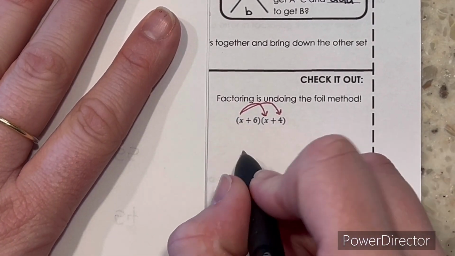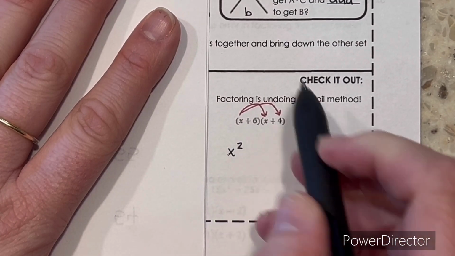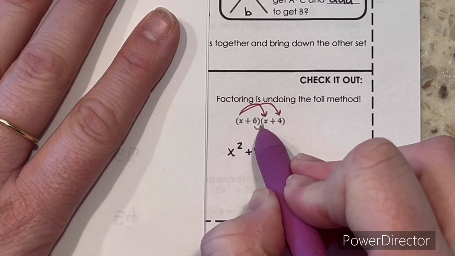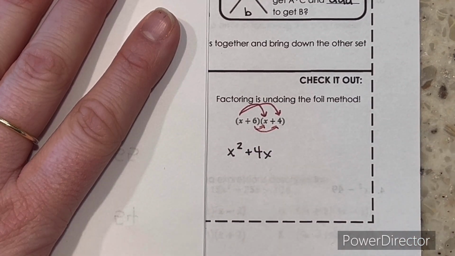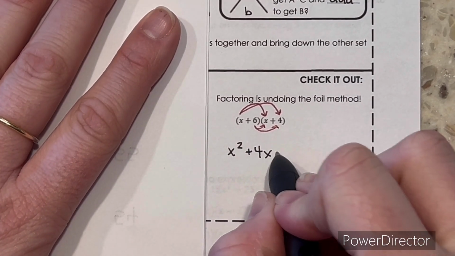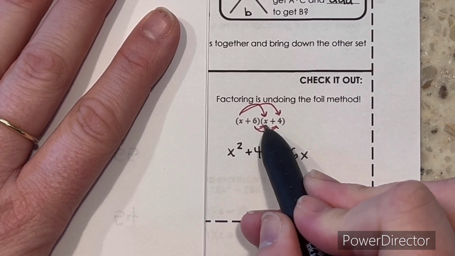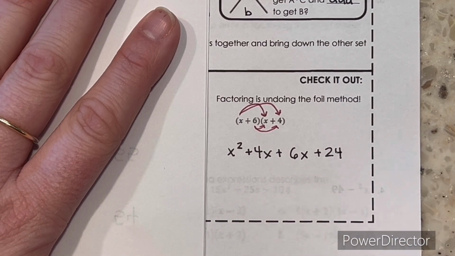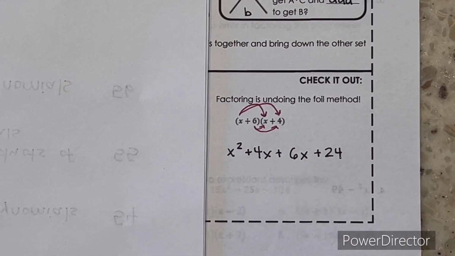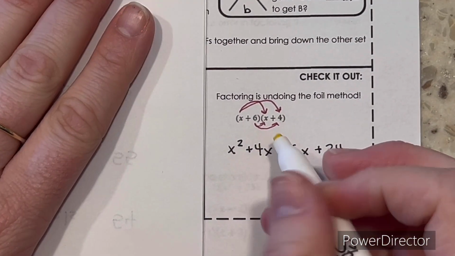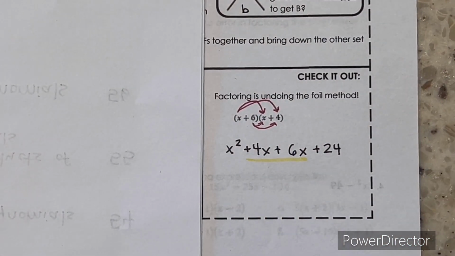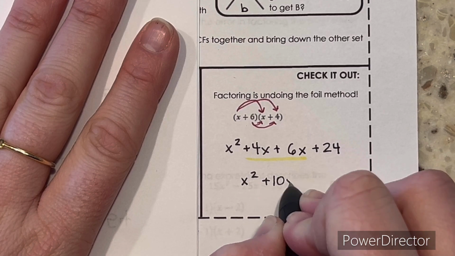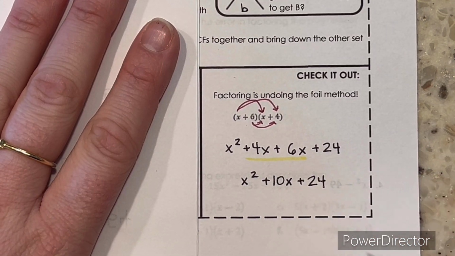X times x is x squared. X times 4 is 4x. And then remember, we have to distribute with the 6, and we draw those on the bottom. I chose to do the FOIL method. You could also do the box method. 6 times x was 6x, and then 6 times 4 is 24. And then right here, a few days ago, I would have said, hey, look, we've got some like terms right here. We need to combine them. And you would have said, yep, those combine to give you 10x. And then we would have been done. Looks beautiful.